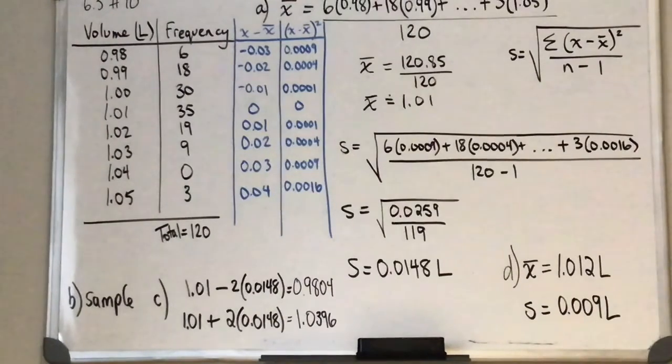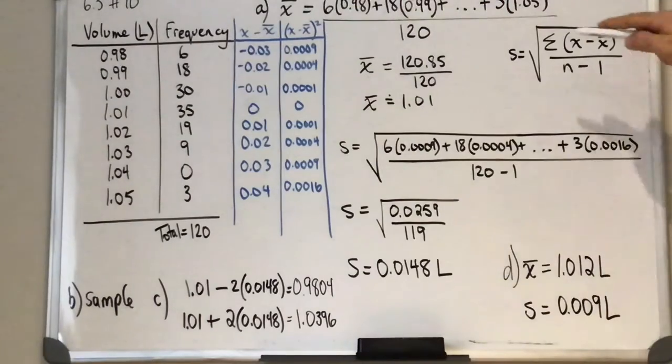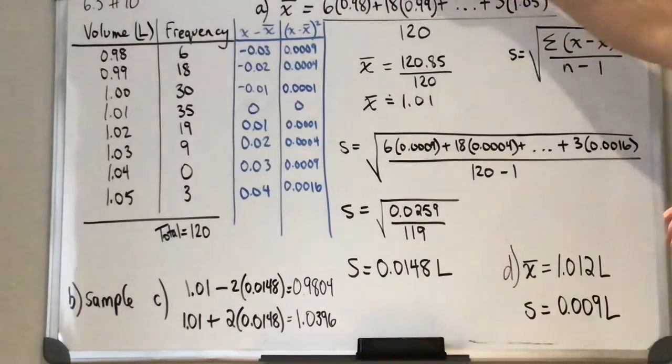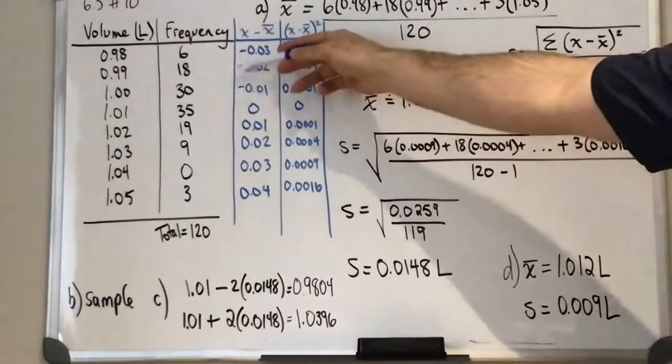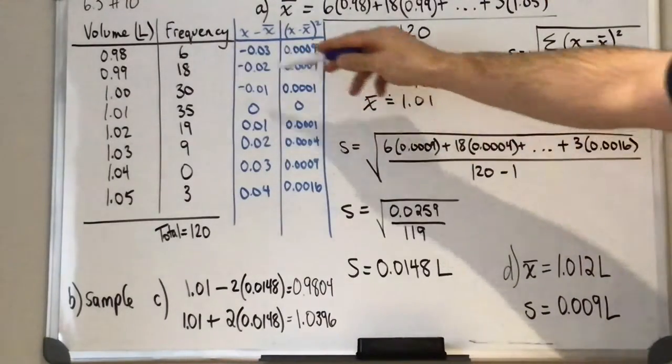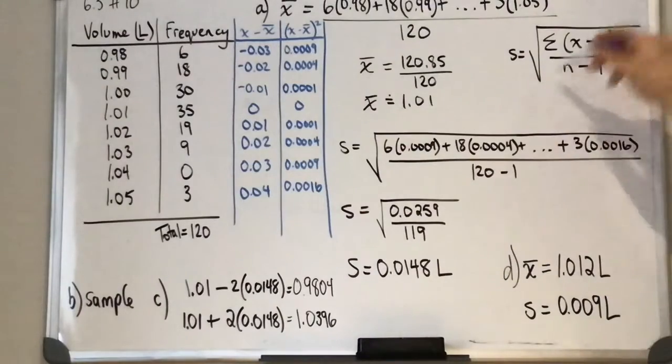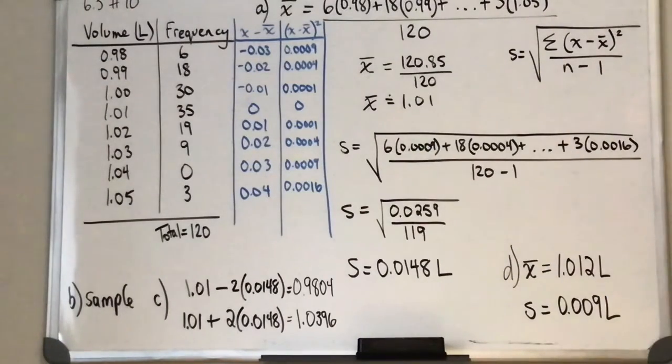All right, a lot of stuff going on here. Again, ask some questions. I tried to go through it a little quickly, but if you're not understanding why I had to multiply by the frequency, it was just to save some time, because we would have to do 120 different calculations if we didn't group them ahead of time.